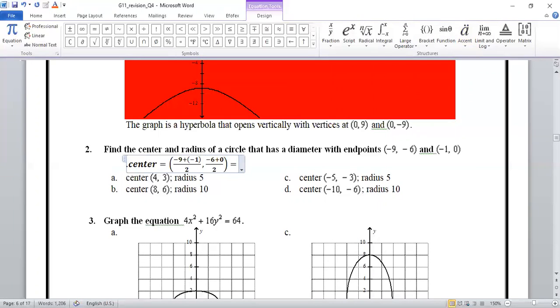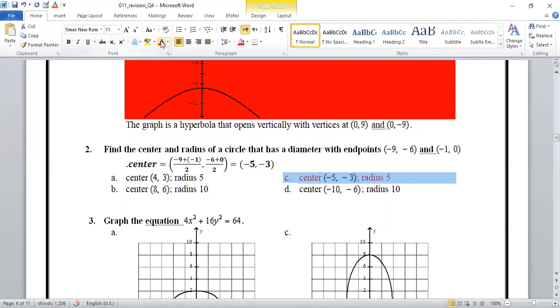So the center equals: -9 plus -1 equals -10, over 2 equals -5, comma, -6 plus 0 over 2 equals -3. So the center is at (-5, -3). Okay, so the answer will be number C.